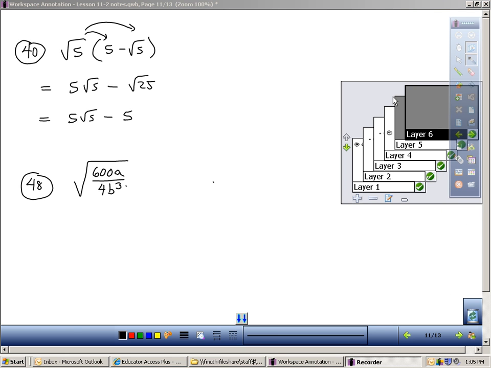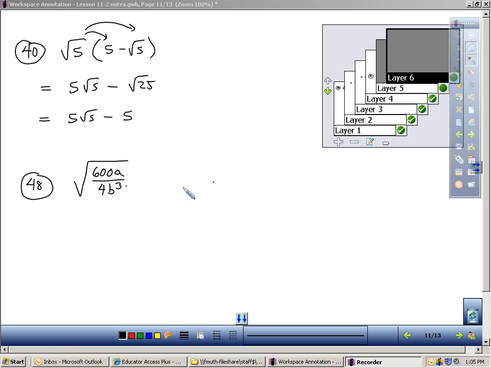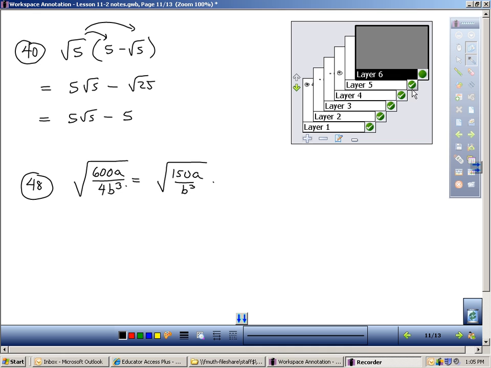48. If you go to the next page, I'm now on page 724. They're still asking me to simplify these. Now remember, one of the first rules of simplifying radicals is you cannot have a fraction under a square root. So I know I'm going to have to get rid of the fraction under the square root.